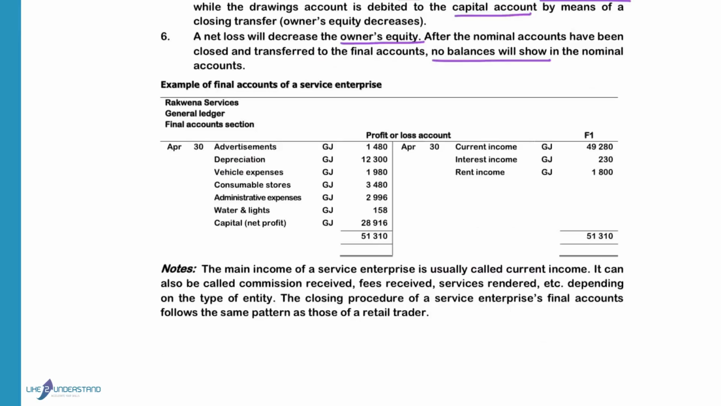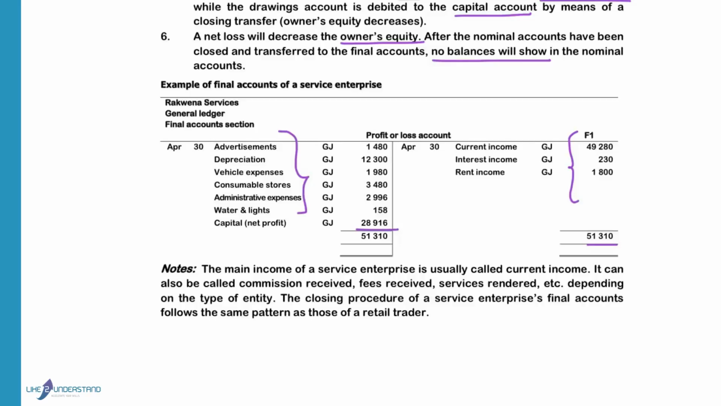If we look at the profit and loss account, on the credit side, we will have all the income of the business. On the debit side, we will have all the expenses of the business. Then we will add up the credit side, get the total, subtract the amounts on the debit side to determine what is the profit that we made. And this profit will be transferred to the capital account.